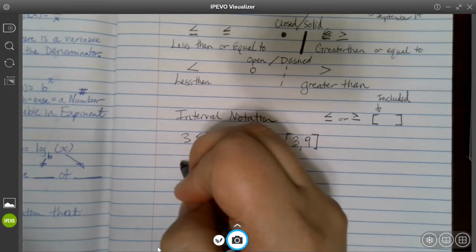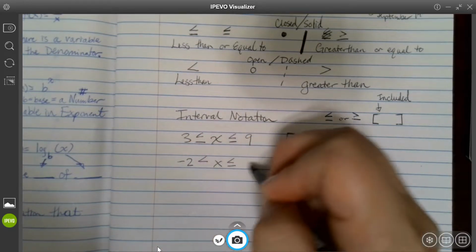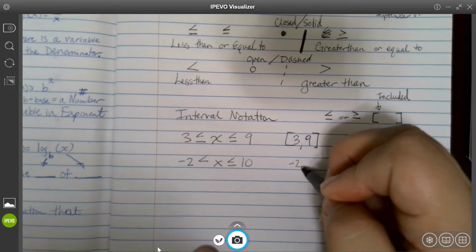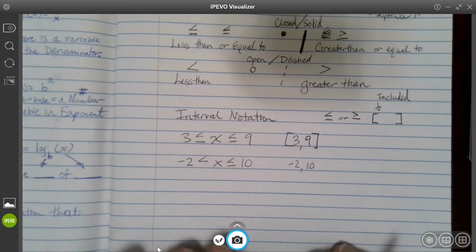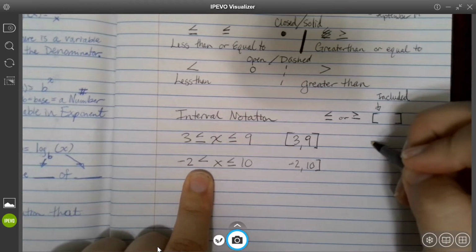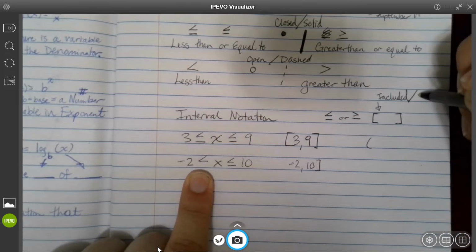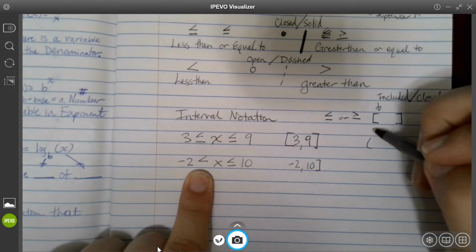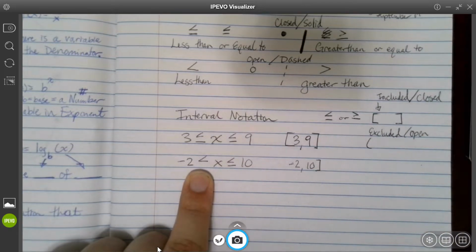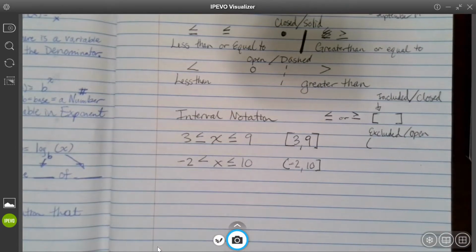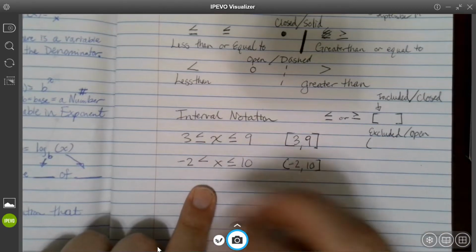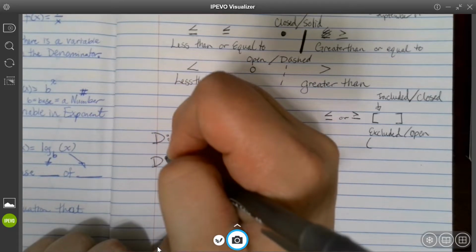Let's go up a little bit. Let's say negative 2 to 10. Same idea. Negative 2, comma 10. And now I've got to look at what kind of brackets. Well, this one's included, so I know to put a square on this one. But this is not included. So this included means closed, excluded means open, I'm just going to put a parenthesis. And since these are both x values, I'm just going to label them as domains.